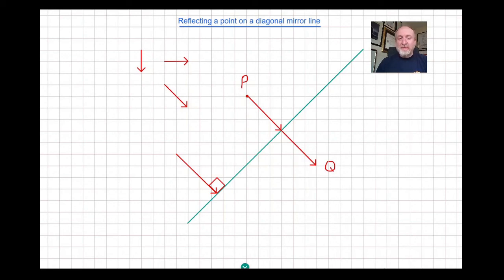Let's have one more example. So let's have another point. This time I'll do it such that we've got a half square to go across. So we'll start with this point, which we'll call point R. And here we go. 1, 2.5 squares across. And yep, you know what to do, don't you? We're going to go half, 1.5, 2.5 squares across. And I'm going to label this point S, and that's how we reflect a point on a diagonal mirror line.